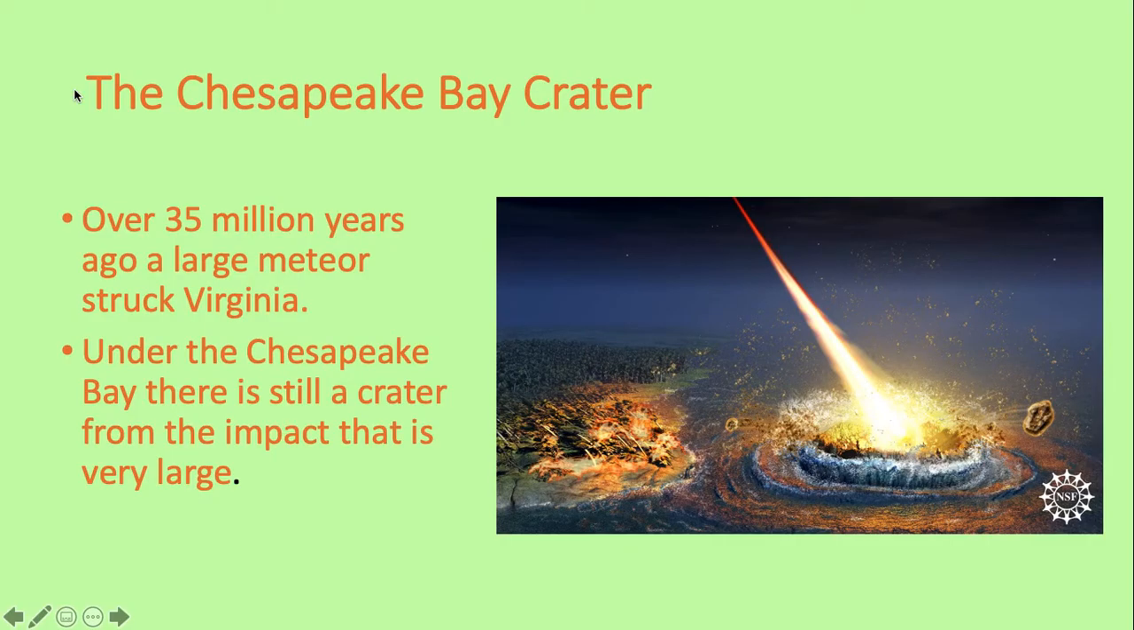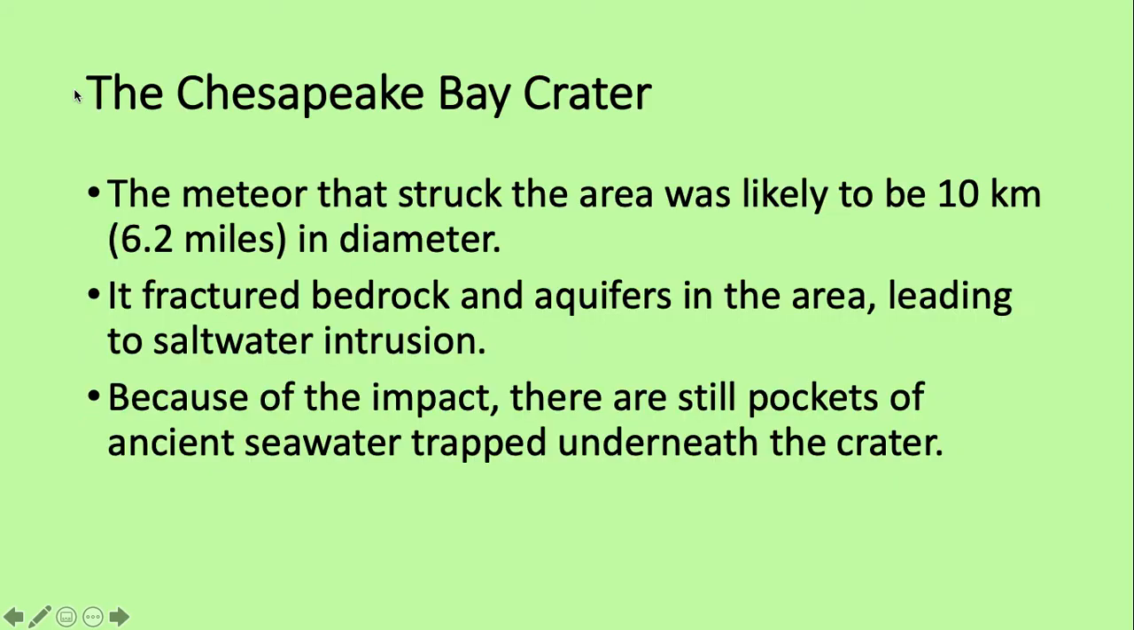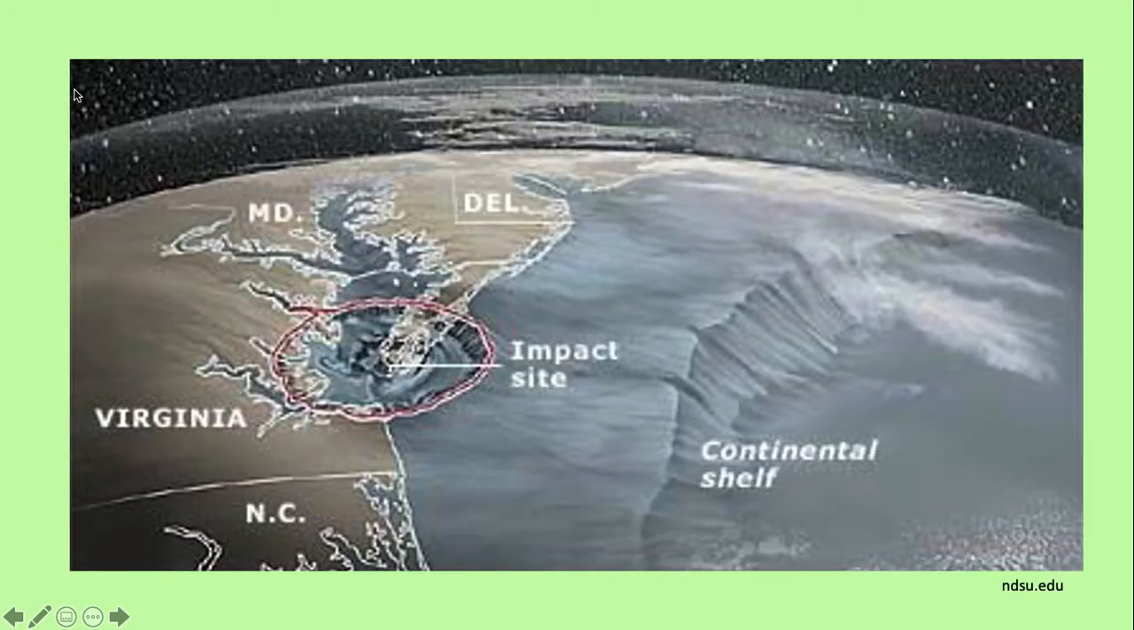The Chesapeake Bay crater. Over 35 million years ago, a large meteor struck Virginia. Under the Chesapeake Bay, there is still a crater from the impact, and it's very large. The meteor that struck the area was likely to be 10 kilometers in diameter. It fractured bedrock and aquifers in the area, leading to saltwater intrusion. And because of that impact, there are still pockets of ancient seawater trapped underneath the crater that can be studied by scientists. Pretty interesting stuff.